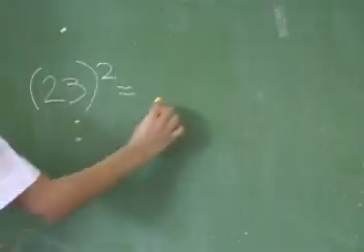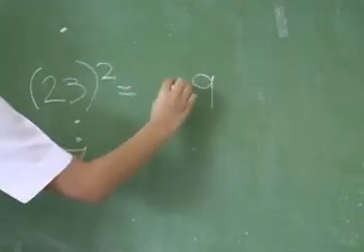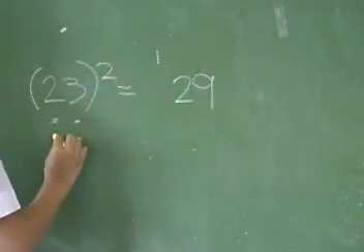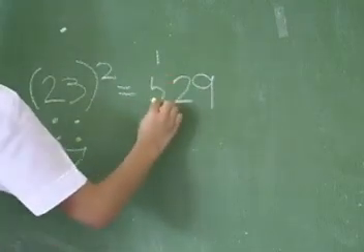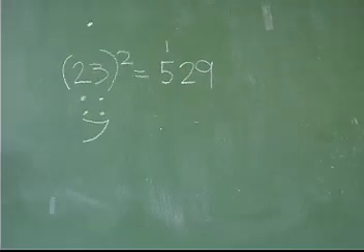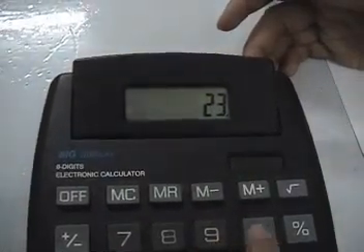Three squared is equal to 9. 2 times 3 doubled is equal to 12. Carry 1. 2 times 2 is equal to 4, plus the 1 we carried is equal to 5. 23 squared is equal to 529. Let's verify our answers using a calculator.